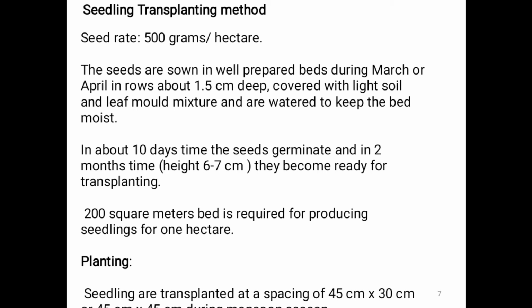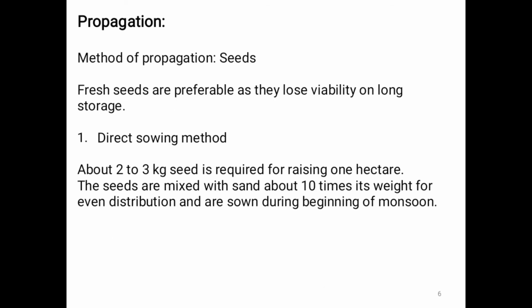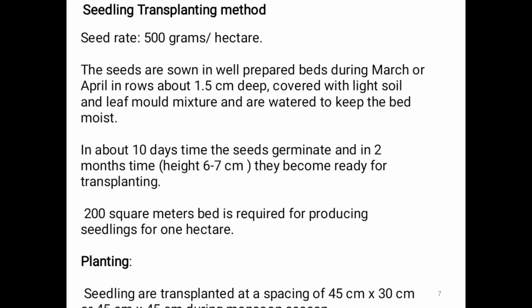become ready for transplanting. First, the seed sowing method, the direct seed sowing method, and second, the seedling transplanting method. For transplanting, the seed rate is 500 grams per hectare. Firstly, we prepare the beds.